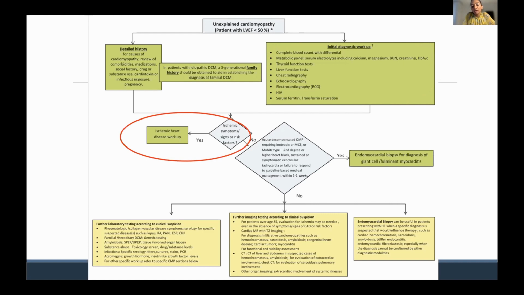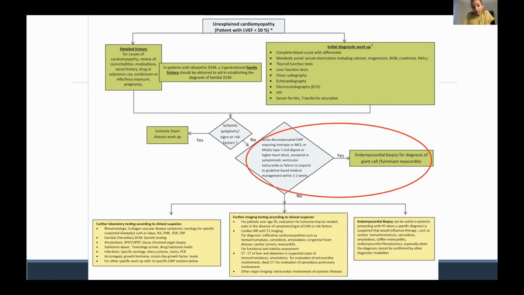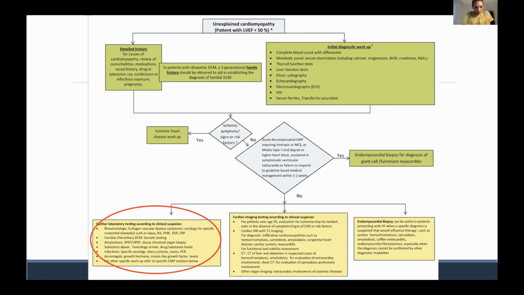If there are risk factors or signs or symptoms of ischemic disease, you might want to pursue an invasive coronary angiography, otherwise a non-invasive test such as stress test or CMR. If patients have acute decompensation or heart blocks, arrhythmias, consider myocarditis, and an endomyocardial biopsy can be helpful for the diagnosis of this. Further testing is based on clinical suspicion. So assess for rheumatological diseases, genetic testing if you have suspicion of familial or hereditary cardiomyopathy, amyloidosis, substance abuse, infections, endocrine diseases. Again, based on clinical suspicion, and MRI can be helpful. CT scan of other organs if you suspect systemic diseases, and endomyocardial biopsy in certain other cases like amyloidosis, Loeffler's, hemochromatosis, sarcoidosis.